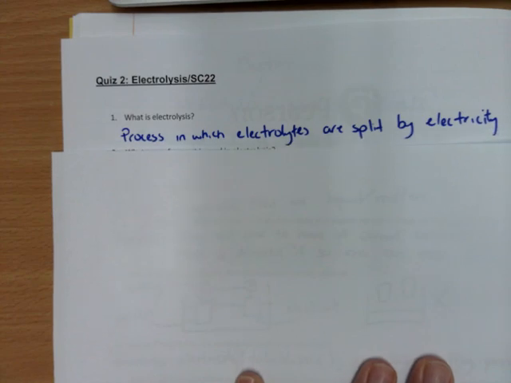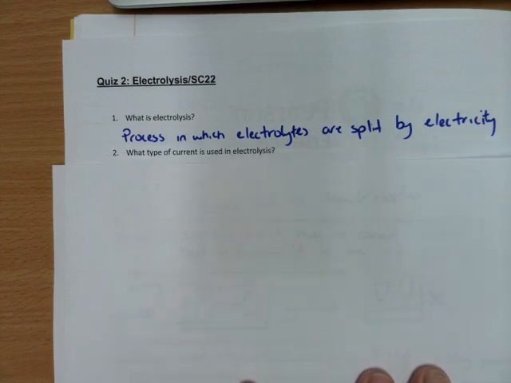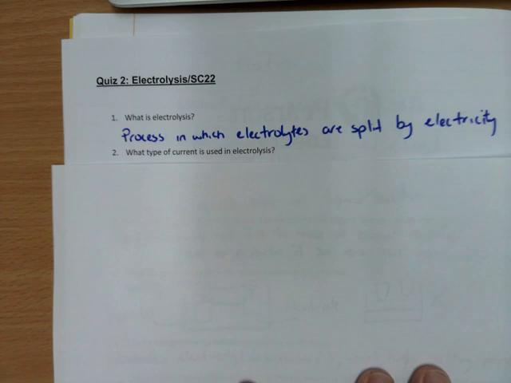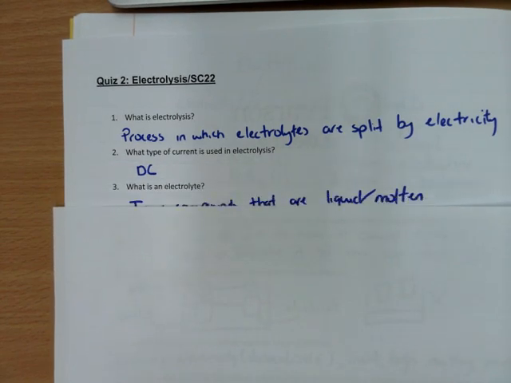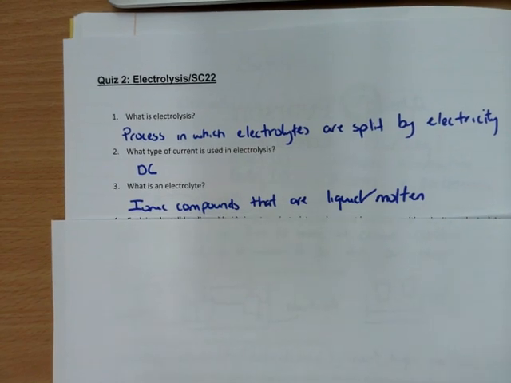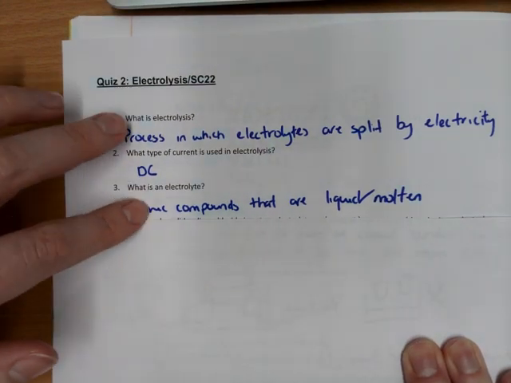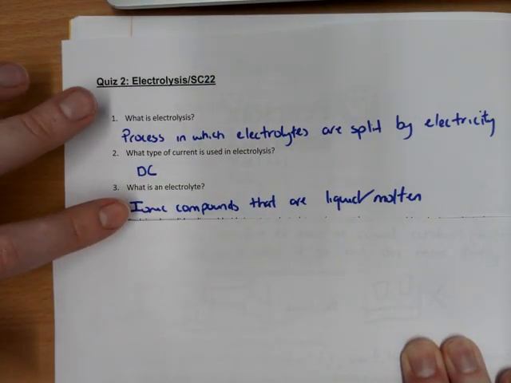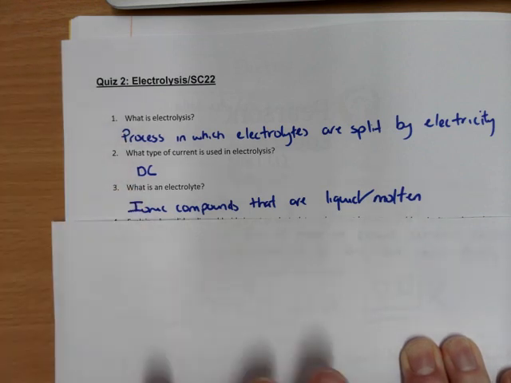So when I ask what is electrolysis, it's just a process where electrolytes are split using electricity. What type of current is used? It's direct current, so you can say DC. What exactly is an electrolyte? An electrolyte is an ionic compound that conducts electricity, therefore it's going to be liquid or molten. So these 2 are just taken straight from the specification. There are probably other ways you can phrase this that are acceptable on a mark scheme, but I've just written what they've got in the spec.